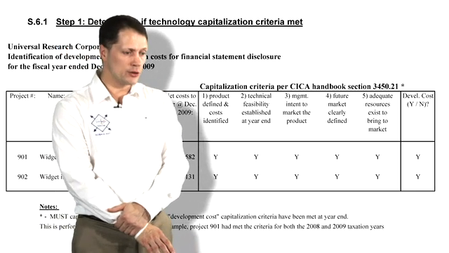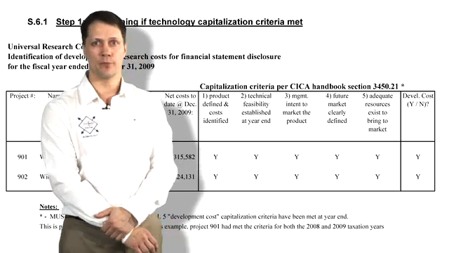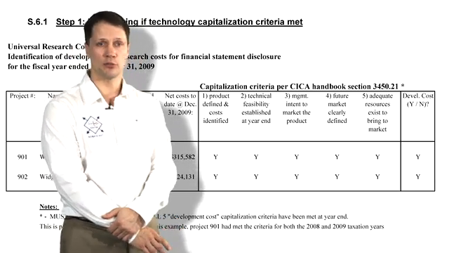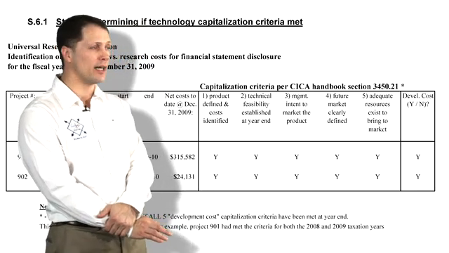Number 3, do we actually intend to bring that to market? So management's expressed an intent that we want to bring this to market. We'll assume yes on those, or probably we wouldn't be doing it. Number 4, is the future market clearly identified?